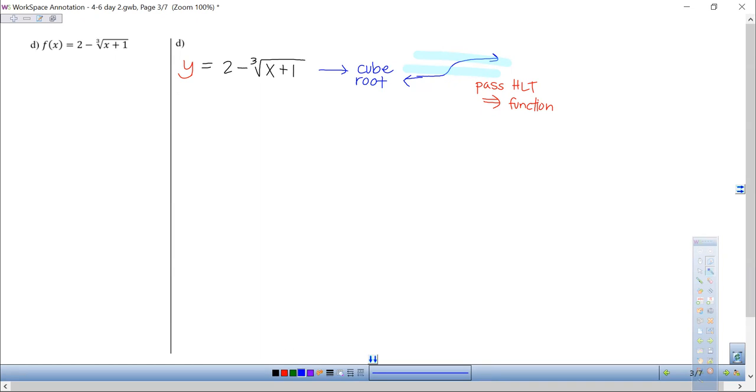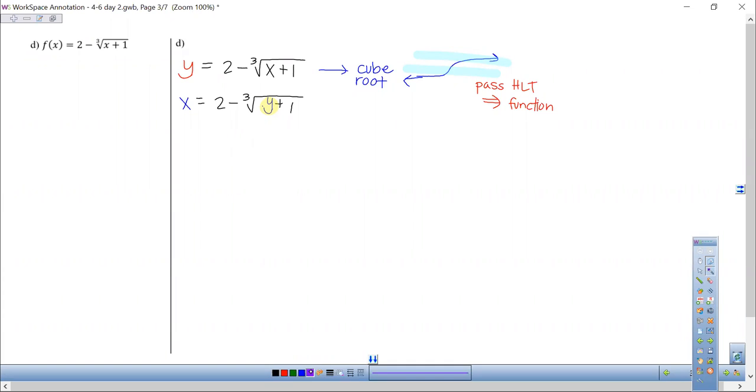After switching, our equation is x is equal to 2 minus the cube root of y plus 1. So I want to isolate the y. There is a lot happening in this equation. If I look at that, y is inside a radical adding with 1, and there's a 2, and there's a negative. So I'm going to have a lot of steps here to solve for y.